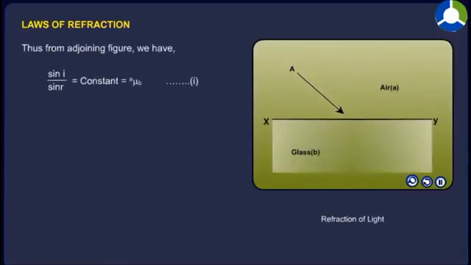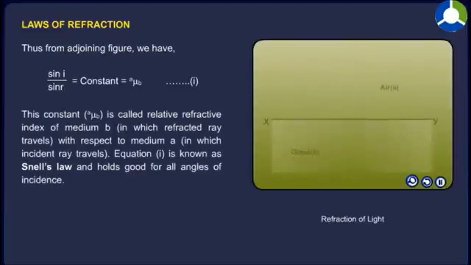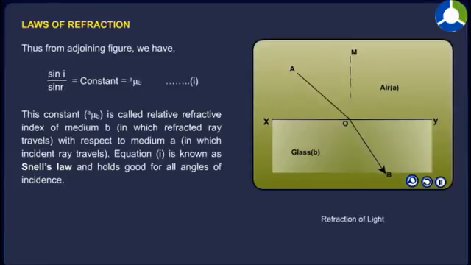Thus, from the adjoining figure we have sin I upon sin R is equal to constant is equal to A mu B, equation 1. This constant A mu B is called the relative refractive index of medium B, in which the refracted ray travels, with respect to medium A, in which the incident ray travels. Equation 1 is known as Snell's law and holds good for all angles of incidence.